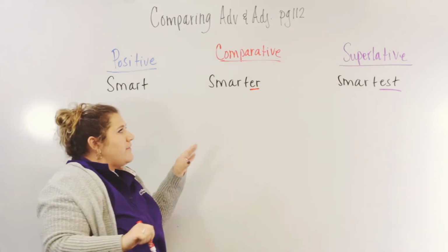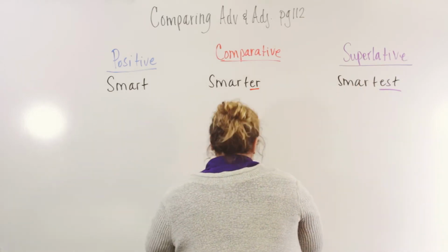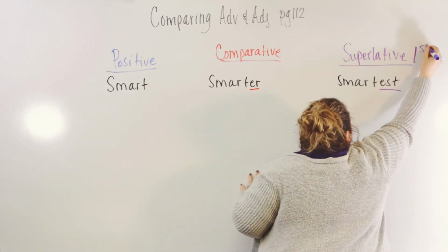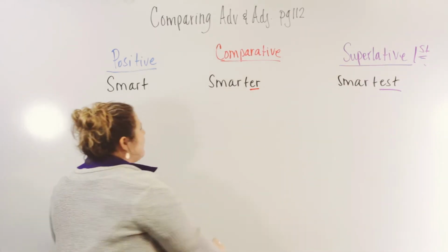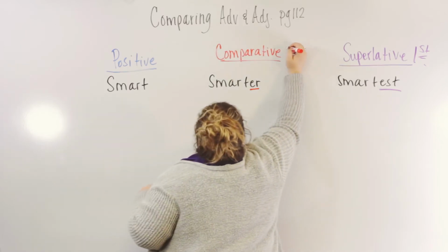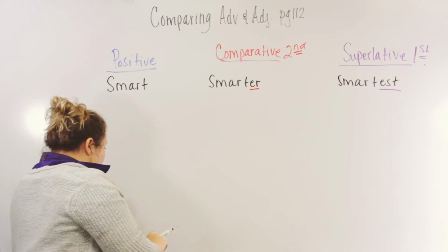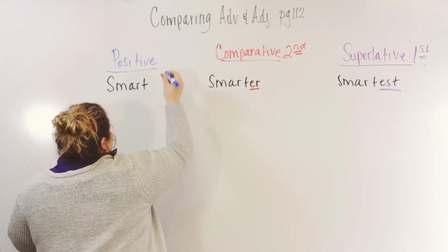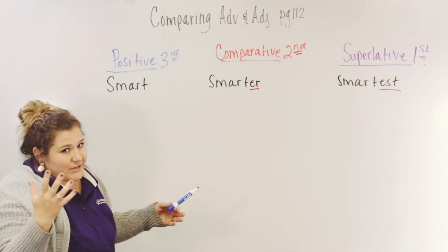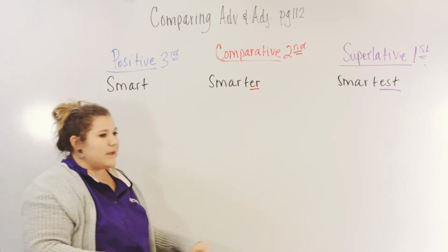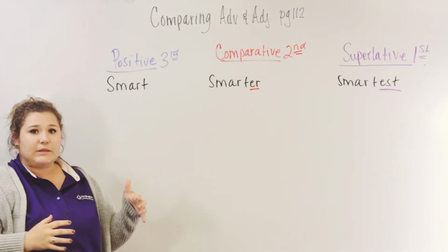Okay, so we're going to think of superlative. Wrong marker. Superlative is the first, the best, the smartest, the longest. Okay, and then we have comparative, which is the 2nd place, kind of smart. And then the positive is the 3rd place. Okay, they're the 3rd person in the race. They're the 3rd smartest person. Okay, so that's how we're going to determine each word and where to put them.